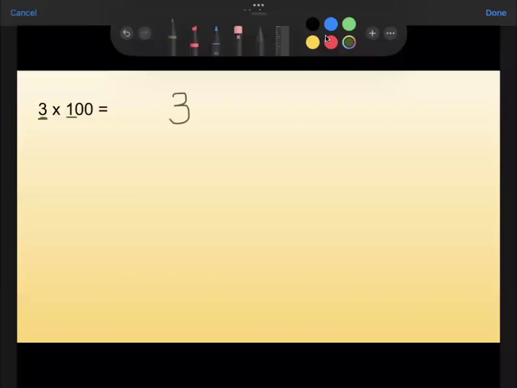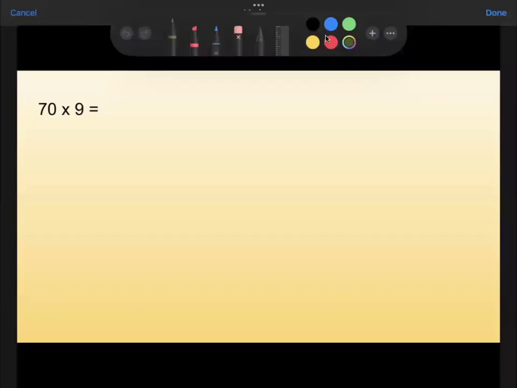Then I'm going to add as many zeros as I have in the problem to the end of this answer. So I'm going to go ahead and take these 2 zeros from the 100 and add them to the end of that first part of the multiplication. So 3 times 100 equals 300.